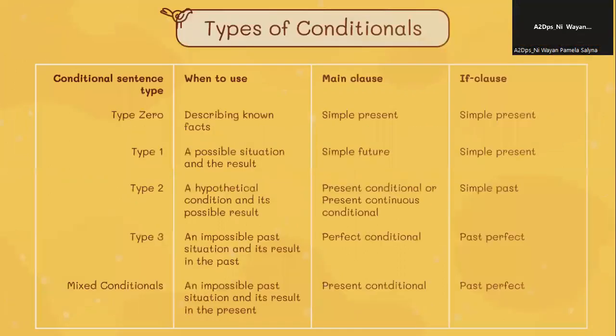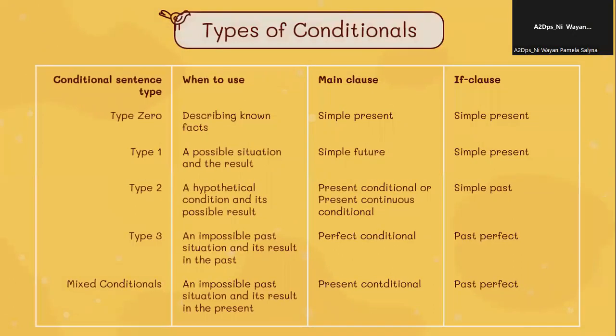Okay, let's talk about types of conditionals. First is conditional sentence type 0. This type of conditional sentence is used to describe scientific facts, generally known truths, and other things that are always true. We can use these types when describing known facts. For the main clause is simple present, and for the if clause is simple present too.